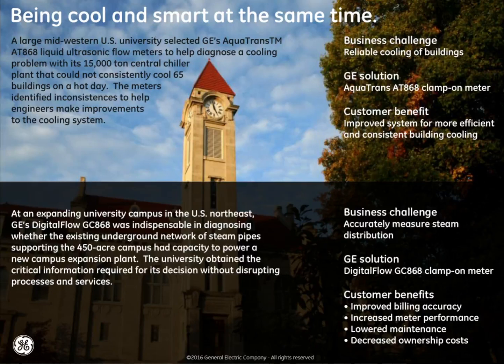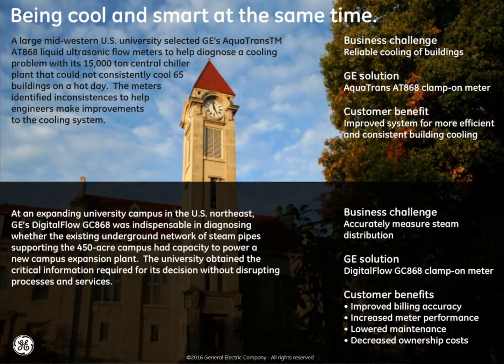Another example is a large Midwestern United States university that was having problems with their cooling system. On hot days, they were not able to consistently cool all of their buildings. It was vital to examine how much each building was consuming so they can make improvements to their overall system. These improvements would provide energy efficiencies, lowering long-term capital expenses. They would also keep the residents of the buildings cool and comfortable.